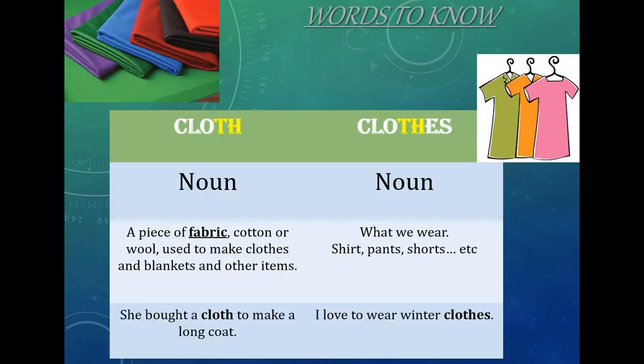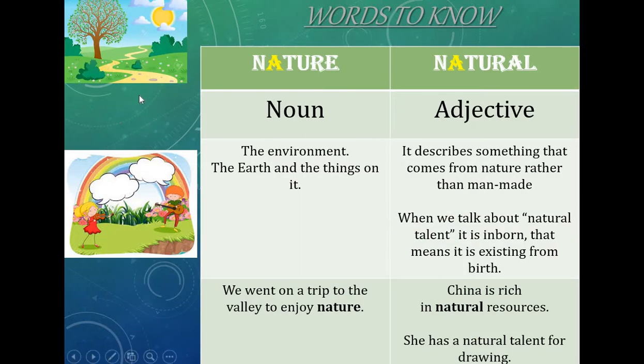Again, cloth is a noun. Clothes is also a noun. Cloth is the piece of fabric. Clothes are what we wear. They are ready for us to wear. Nature is the environment around us. Natural, as in a natural talent, is an inborn talent that existed from birth. It came with you since you were born.